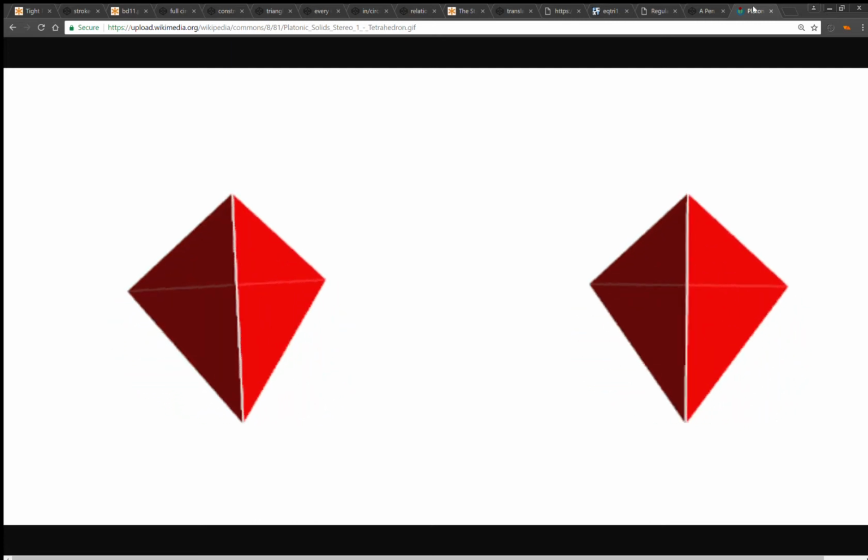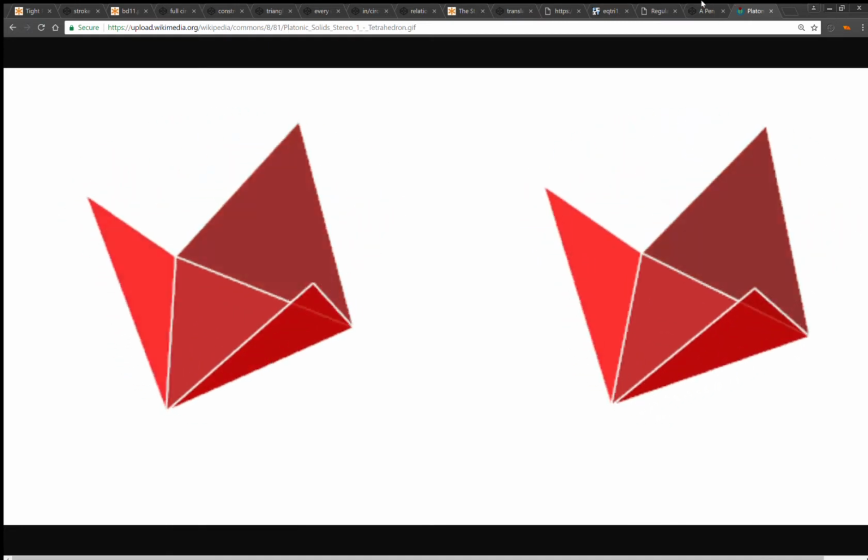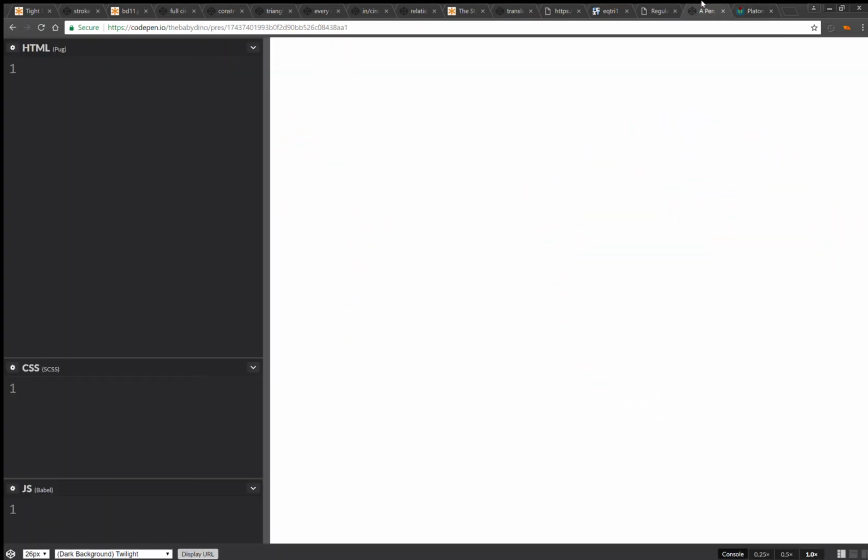Hello, today I'll be coding a tetrahedron as a regular triangular pyramid. So let's get started by creating the triangular faces. In order to do this, we're going to have a mixin, a regular polygon mixin. A regular polygon is one that has all edges equal and all angles equal.